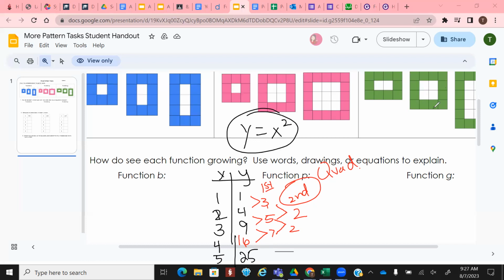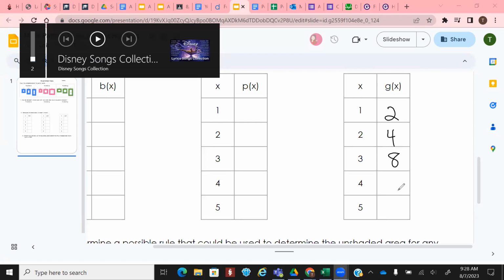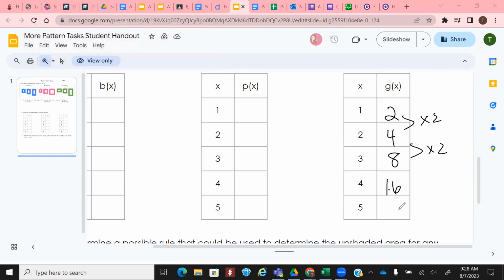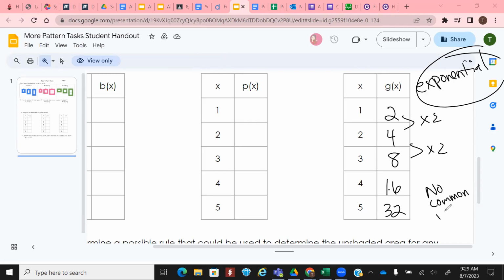Okay, let's see if we can fill in the table for the next one. Go ahead and take a moment. I'm telling you now, the next one is not linear and it's not going to be a quadratic. However, you can still figure out the pattern. Can you fill in the table on that third one? Okay, so what is it doing each time? Multiplying by 2. Okay, so we're multiplying by 2 each time. So what would be the next one? Okay, and then the next one. So this is what we're going to be calling an exponential. If they don't have a common first difference or a second difference, then they're going to be exponential. So no common first or second difference.